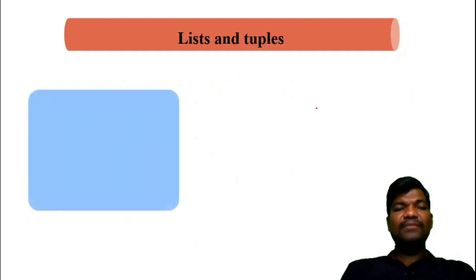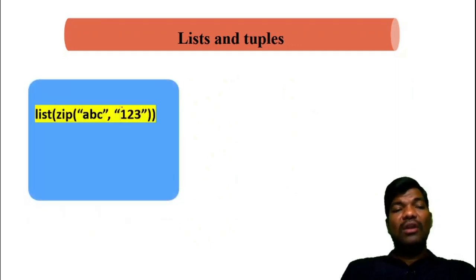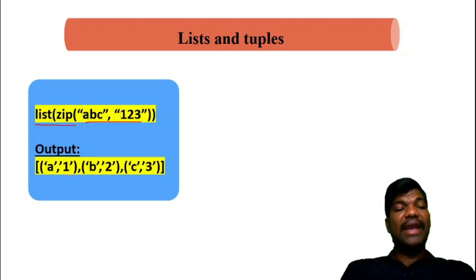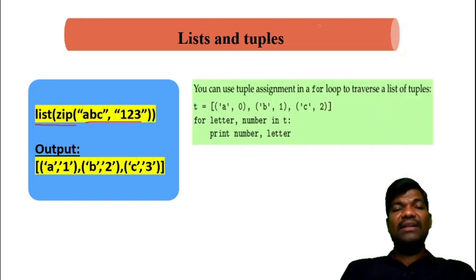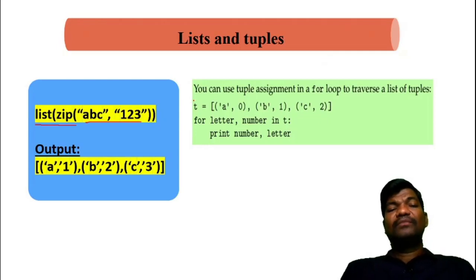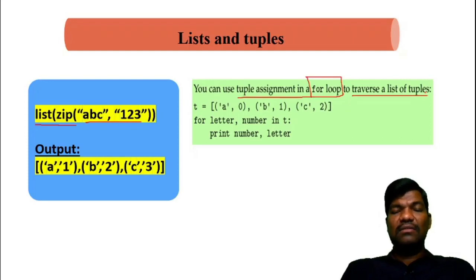Now coming to another one, you can write like this also. List of zip of, directly you can give the values. ABC, 1, 2, 3. The output is A1, B2, C3. Now coming to another one, you can use a for loop also. Why are we using a for loop? For traversing a list, for traversing the list of tuples.